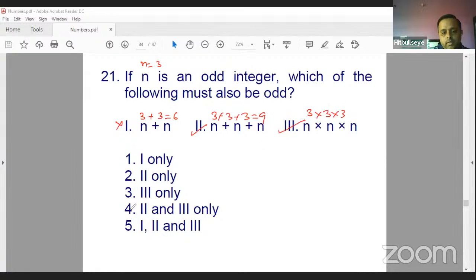So 2 and 3. Option number, oh sorry, yes, you are right. I just thought that there are only 4 options. I was looking at this option. My mistake. Answer has to be option 4. You wrote down option 4 and it just came to my mind. I just looked at the last option.